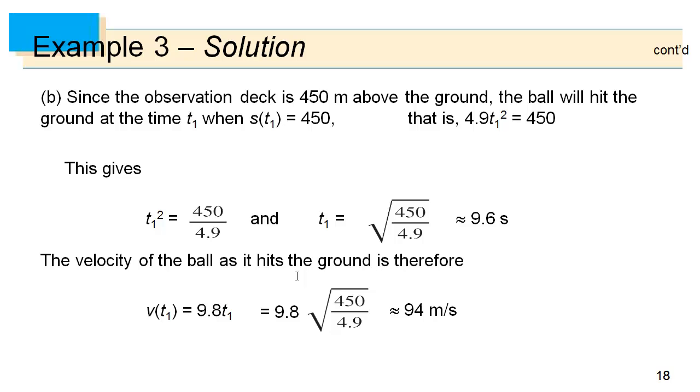it hits the ground. Now, to figure out the velocity of the ball as it hits the ground, all we got to do is take that time of 9.6 seconds and plug it back into our velocity function, right, which we found earlier to be 9.8 times a, but isn't 9.8a the same thing as 9.8t, right? It works for any time. You plug in 9.6, or in this case you could actually go with the more accurate number of the square root of 450 over 4.9, and then you get an answer of 94 meters per second. That's how fast it's traveling when it hits the ground.